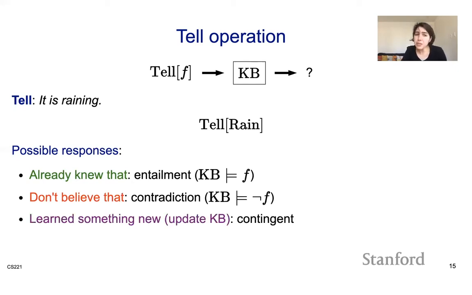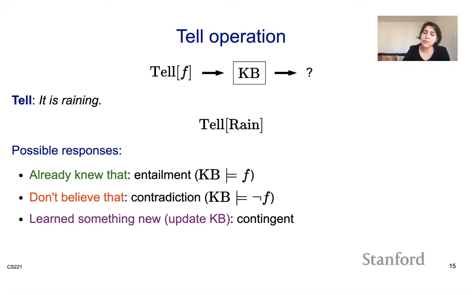Or if you're telling it something new, you're telling it is raining and it didn't know that or it didn't have any information about it, then it should say, I learned something new. And based on that, it should update its KB by this new formula that it is raining. Okay, so now we can implement a tell operation based on these three ideas of entailment, contingency, and contradiction.